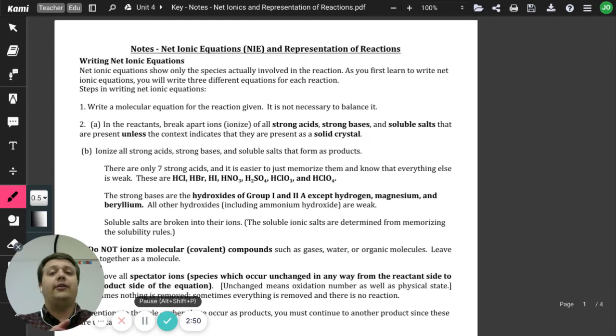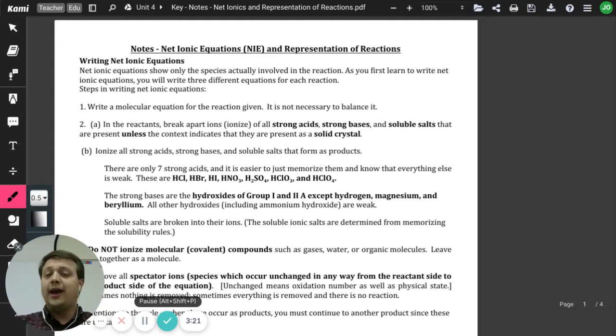Next are halides. So chlorides, bromides, and iodides. They are soluble unless they're paired up with silver, lead, or mercury 1. The last rule is all sulfates are soluble unless they're paired up with silver, lead, mercury 1, calcium, strontium, or barium. So those are your solubility rules for your ionic compounds. Everything else we assume is insoluble.